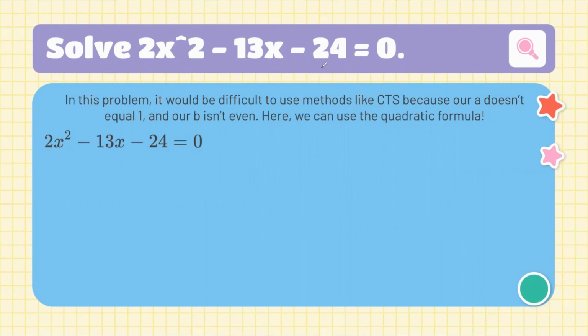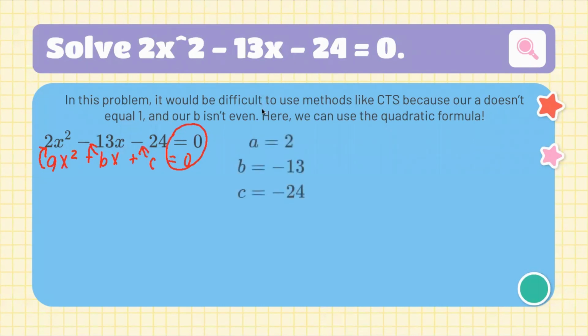So the first thing you want to do is identify your a, b, and c values. Remember that the format of a quadratic equation, whenever you're trying to solve using the quadratic formula, must be ax squared plus bx plus c equals 0. In this case, our equation is already set to 0, so all we have to do is find our a, b, and c values. Our a value would be 2, b value would be negative 13, and c would be negative 24. Once you've found those, you can go ahead and plug them into the quadratic formula.